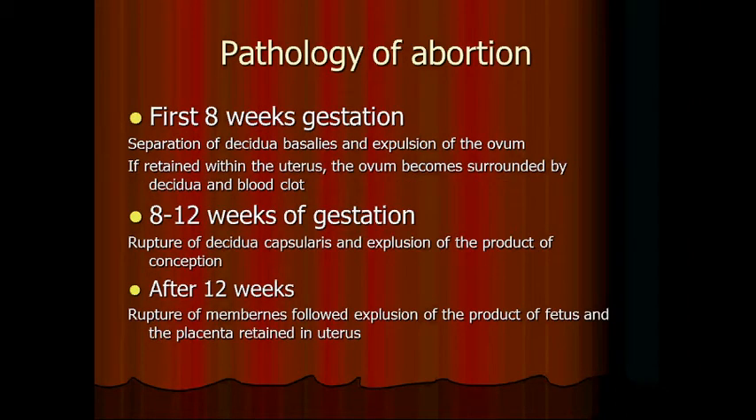Pathology of abortion. In the first 8 weeks of gestation, there is separation of the decidua basalis and expulsion of the ovum, if retained within the uterus, the ovum becomes surrounded by decidua and blood clot. At 12 weeks of gestation, there is rupture of the decidua capsularis and expulsion of the products of conception. After 12 weeks, rupture of membranes is followed by expulsion of the fetus, and the placenta is retained in the uterus.